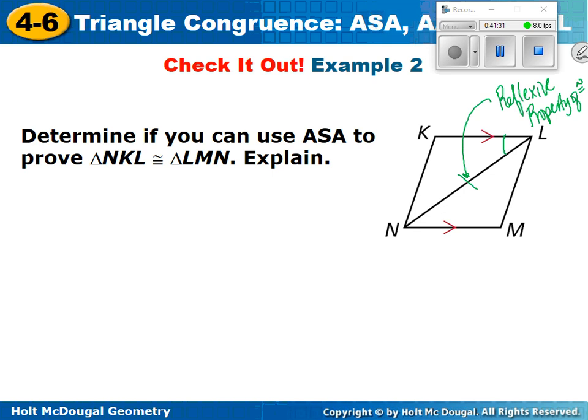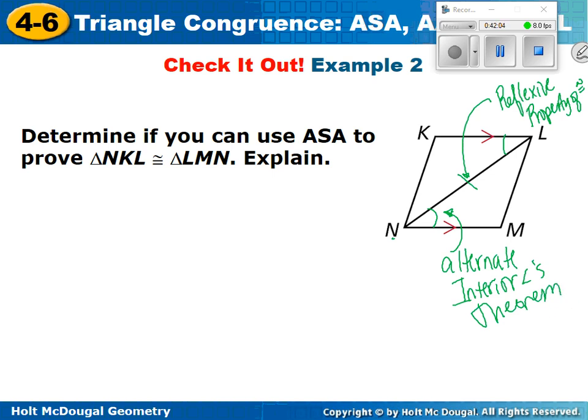Did you say KLN? Okay, is congruent to what? Except it wouldn't be LNM, it would be MNL if we're actually naming it correctly. So yes, why? This is my transversal. So these are alternate interior angles theorem. So now we have an angle and a side.